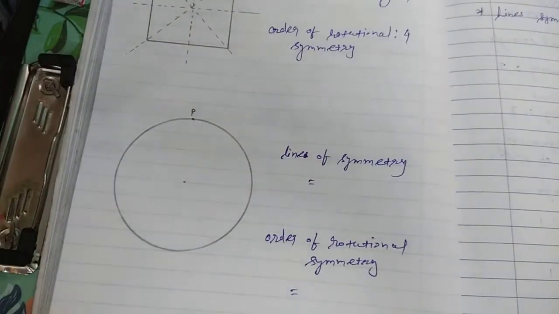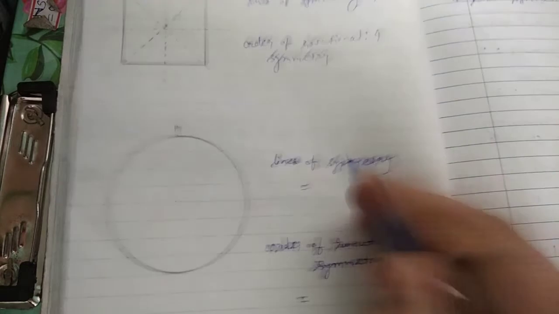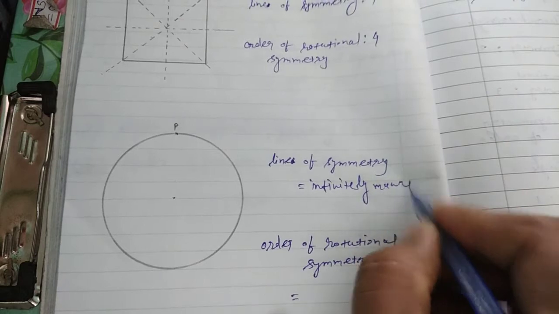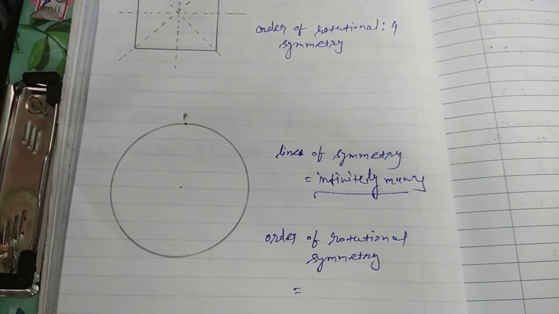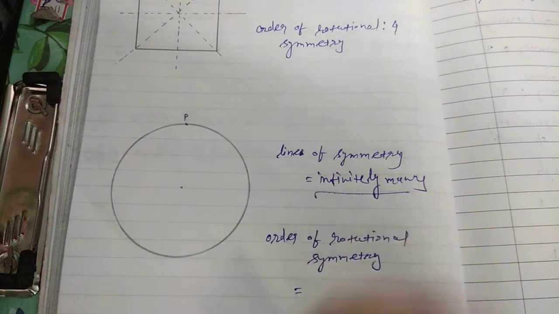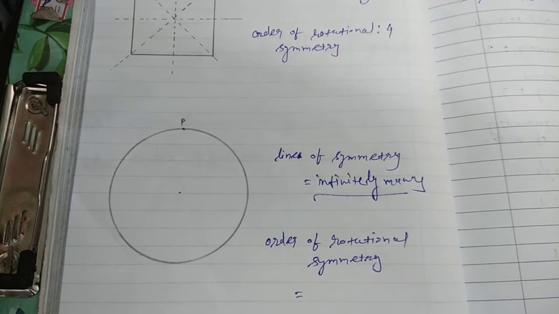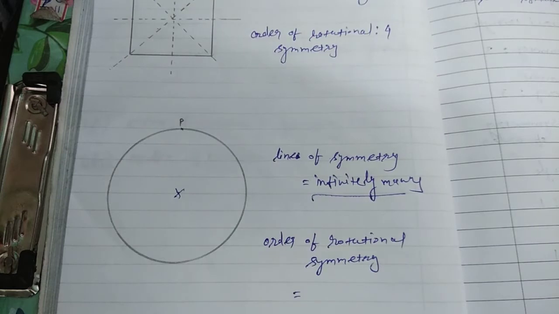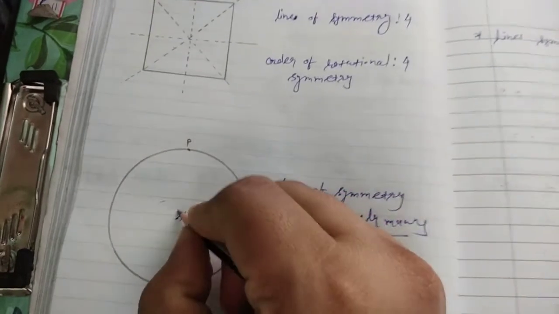Next we will see a circle. We have already learned that the lines of symmetry for a circle are infinitely many. Now what is the order of rotational symmetry for a circle? For example, in a circle, how many points are there? Infinitely many. If I take point P, and this is the center of rotation.